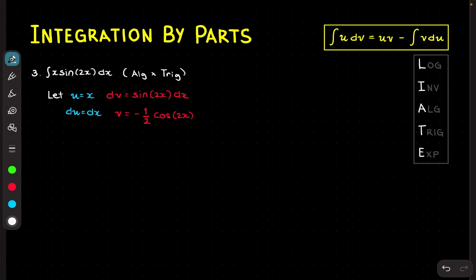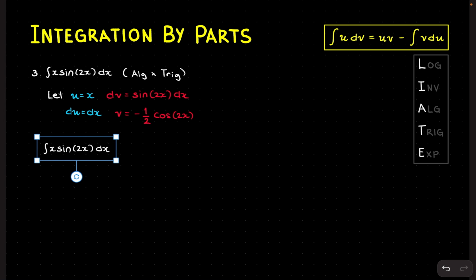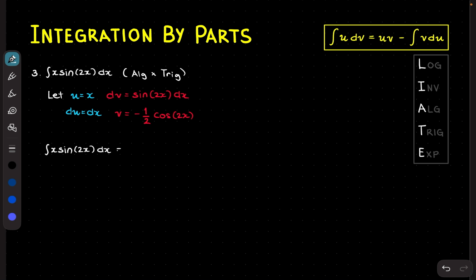Okay, so given that, we can now apply IBP out here. So by IBP, this one will be equal to uv. So let's write it like this. This is the uv, then minus v du. So minus the integral of v, which is this, cosine 2x, and then du is dx, v du.